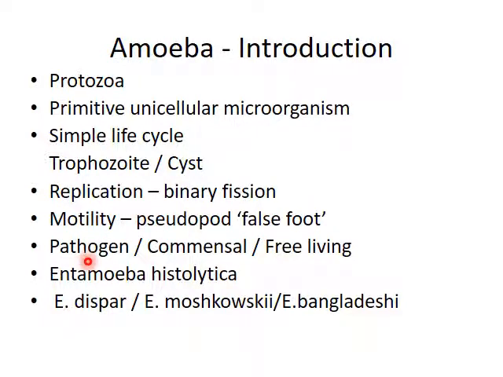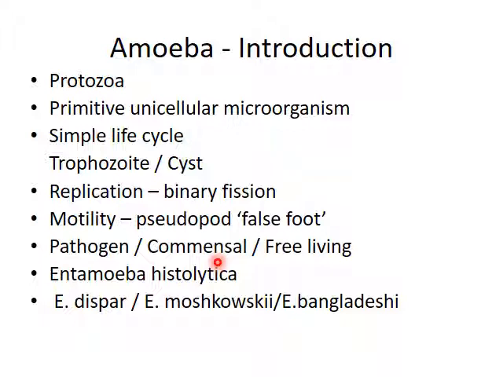Now, based on the habitat, these amoeba could be of two types. They could be either intestinal amoeba or free-living amoeba. Free-living amoeba mostly causes CNS infections and hence it would be dealt with later, while the intestinal amoeba could be either pathogenic or a commensal organism.